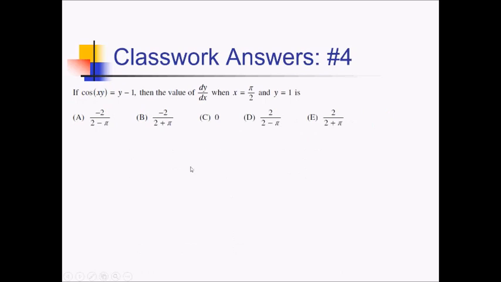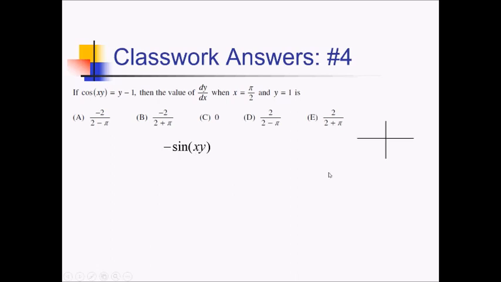For this problem, we're given this equation, and we want the derivative of this thing at x equals pi over 2 and y equals 1. So let's go ahead and use implicit differentiation, because it's going to be kind of hard to isolate y otherwise. So going from left to right, this is going to require a chain rule on the left side here. I've got cosine of something. Derivative of that would be negative sine of something, so negative sine of xy. Now I have to multiply by the derivative of xy, which itself is going to require a product rule.